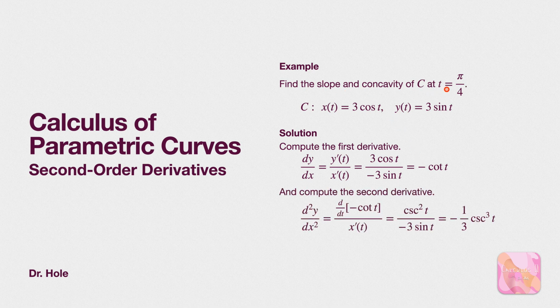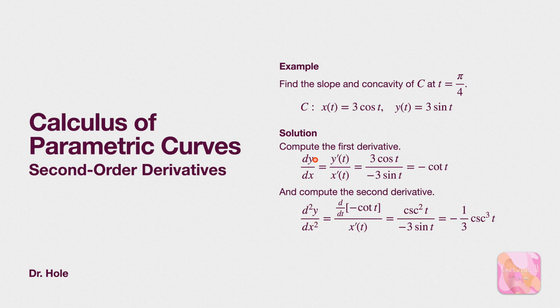To find the slope at this point, corresponding with t equaling pi over 4, we would simply plug in. We're also going to be considering the concavity, which means a second derivative. So let's go ahead and compute that. What we do is we set up our notation. We want a second derivative.